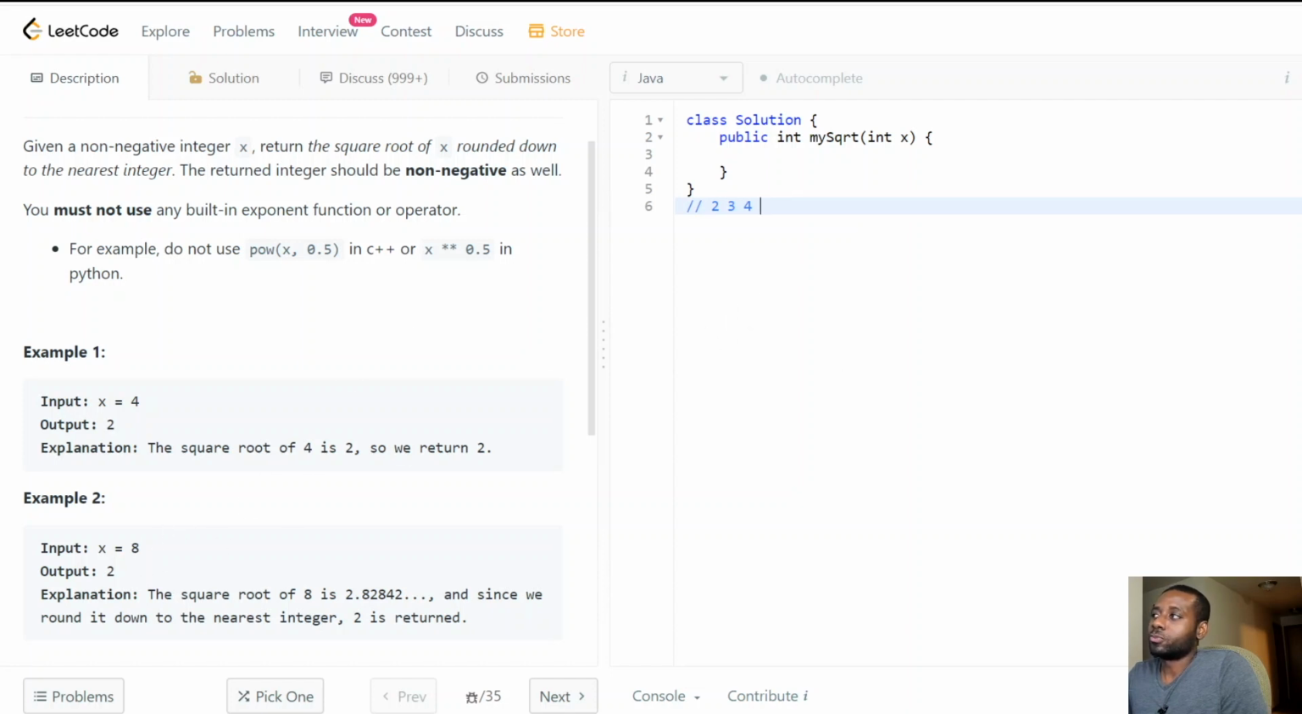So 8 divided by 2 is 4, right? So our search space would be from 2 to 4. We would apply binary search, so we check whether 3 squared equals 8. No, it doesn't, right? So we decide to go left or right. 3 squared is greater than 8, right? So we could remove everything on the right side, right?